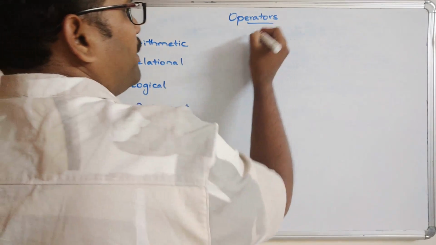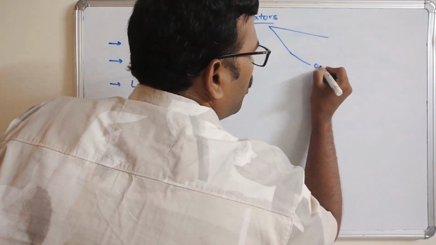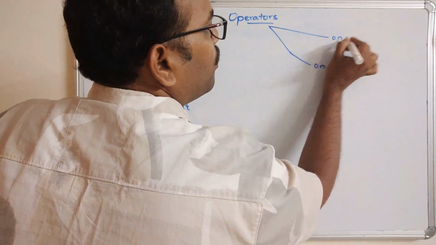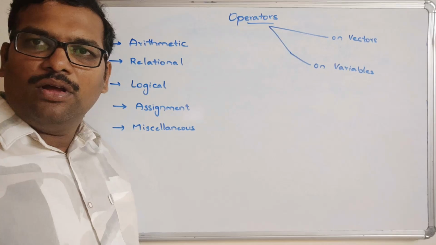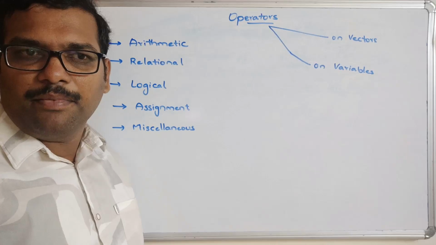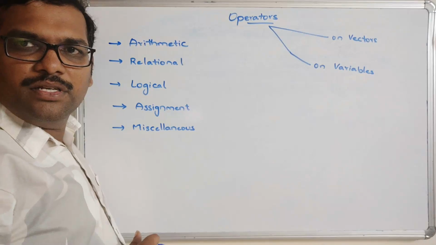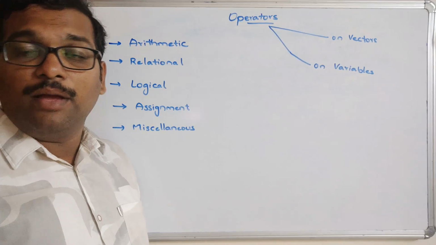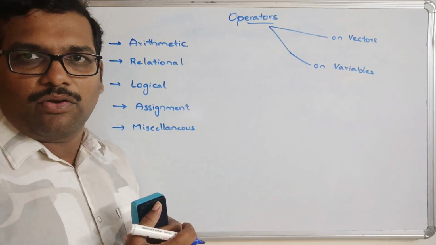All these operators can be implemented for two things. One is on variables, and the other is on vectors. We have seen in our previous video what a vector is, right? It holds multiple elements of the same data type. We can apply these operators on vectors or on variables. If you apply these operators on vectors, the result will be in the form of a vector. I mean, the operator will be implemented for each and every element of the vector.